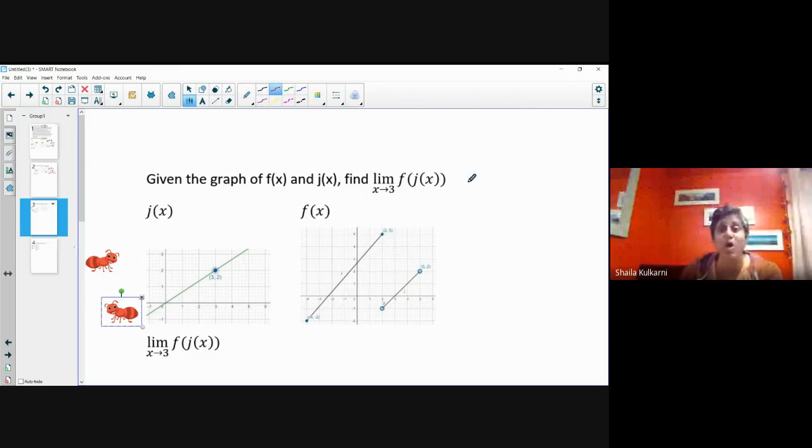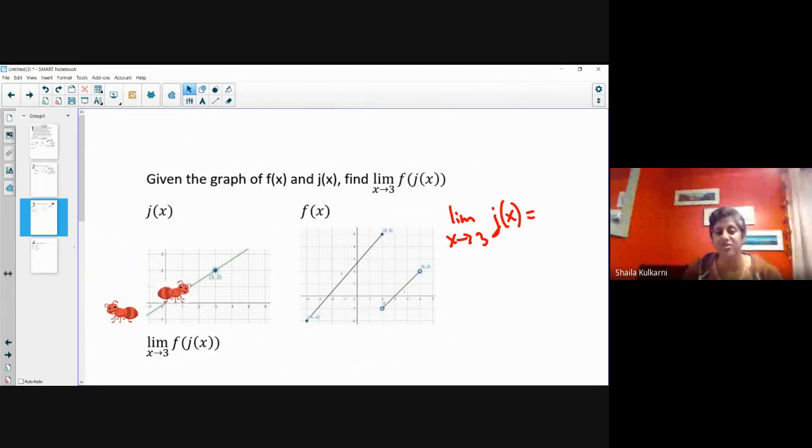So step 1, find the limit of just the inside function. So I'm going to say, okay, what's the limit as x approaches 3 of j of x? There is no sign next to the 3, which means I need to find it from both the left and the right. And you can see from the left, as I approach x equals 3, the intended height is 2. From the right, as I approach x equals 3, the height is also 2.